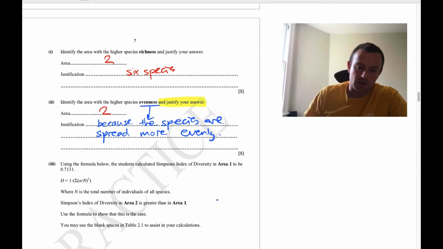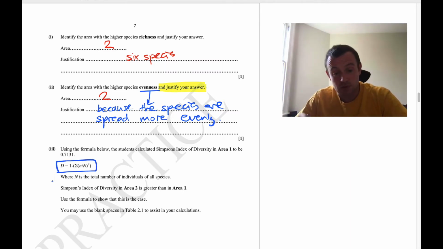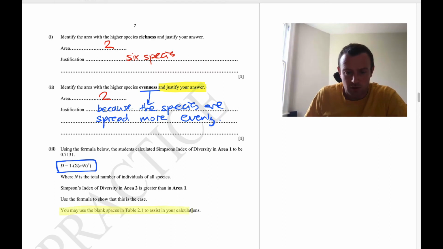Right, now we've got to do the Simpson's diversity index here. Now, I think the people who didn't make any mistakes often used the table. The table's above, and it's already laid out to help you. And in fact, it even tells you to do this. Look, you may use the blank spaces in table 2.1 to assist in your calculations. Good idea. Let's do what they've suggested.